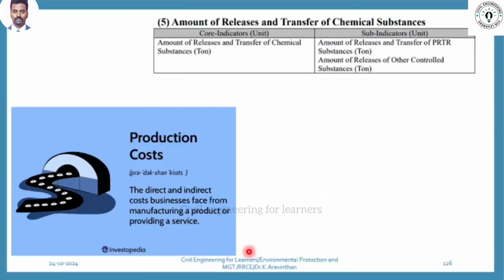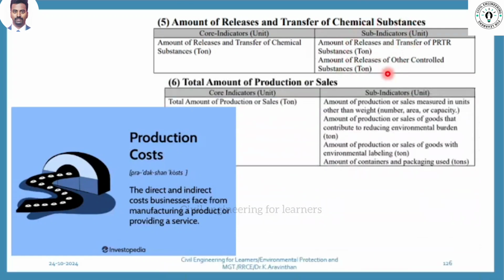Next, fifth one, amount of release and transfer of chemical substance. During manufacturing, in the paint industry, paint and thinner are all highly hazardous. If anyone consumes them, they get skin irritation also. If they consume, nearby death. So these chemical substances are core indicators: amount of release and transfer of chemical substance in terms of tons. How much chemical substance they release during the operation is being measured. That is the core parameter, and subparameters you can take this.